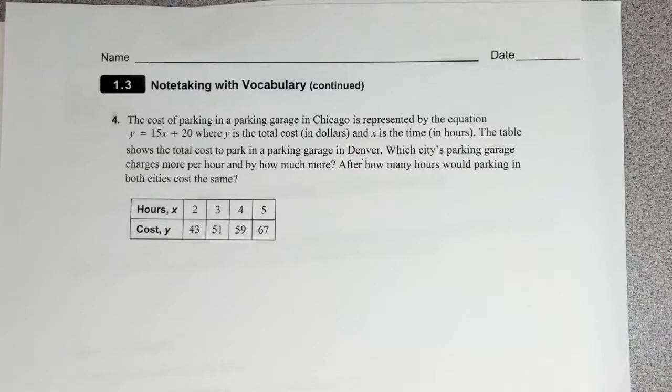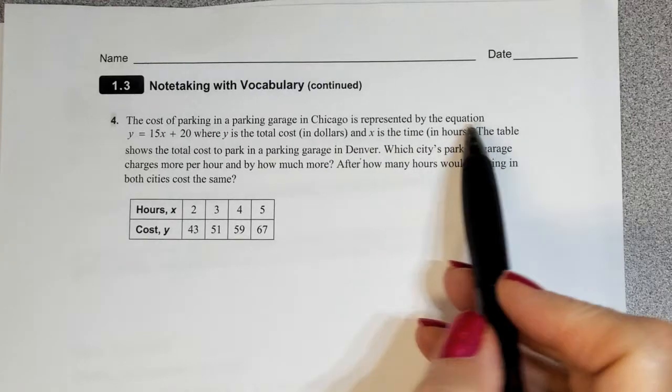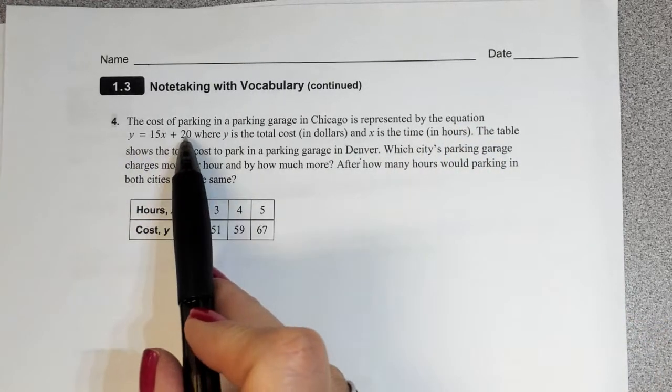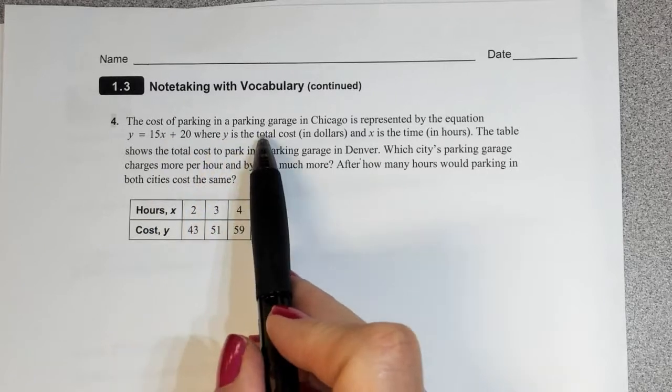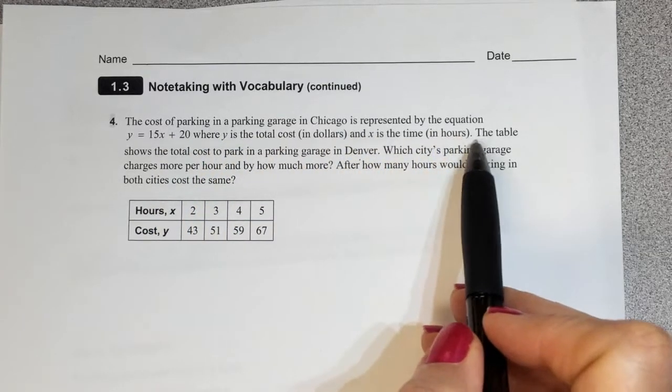So this is the second part of section 1.3 that we're doing. On page 17, the first problem says that the cost of parking in a parking garage in Chicago is represented by this equation, y equals 15x plus 20, where y is the total cost in dollars and x is the time in hours.